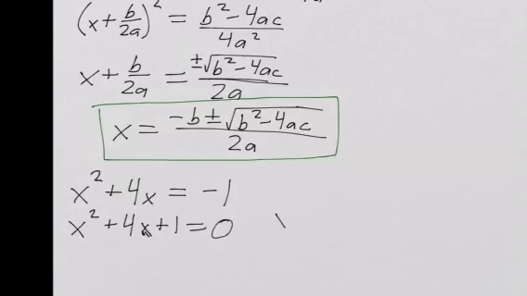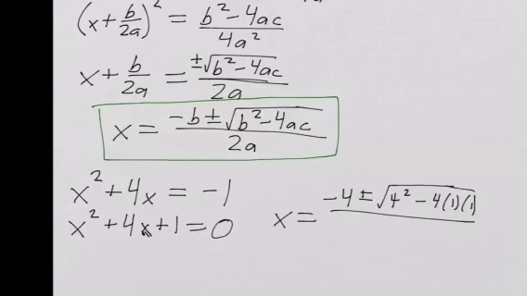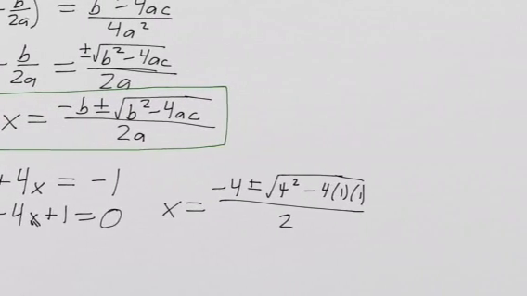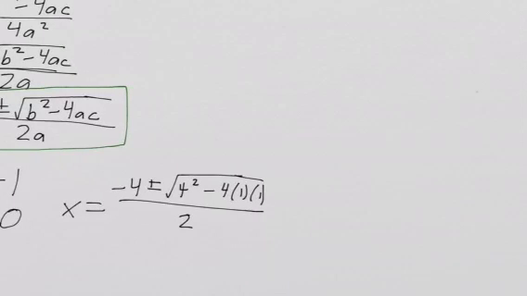So, x equals -4 plus or minus the square root of b squared, so 4 squared. Go ahead and write that as 4 squared. Minus 4ac, so 4 times 1 times 1. All over 2a. Our a here is 1, so that's just 2. And now it's just a matter of simplifying.